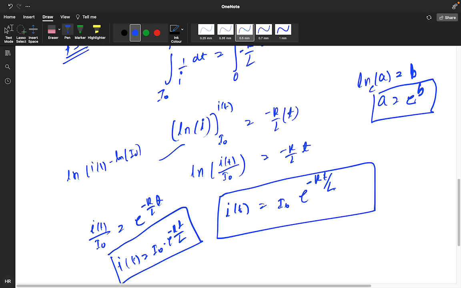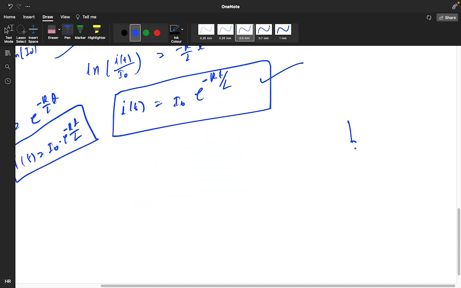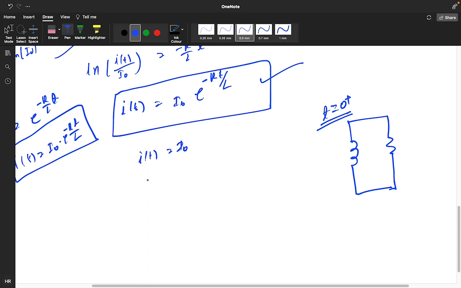So for a source free network, what is the current you are getting? I of t is I naught e power minus Rt by L. Now we got the equation for this particular network. At t equals 0 plus, my I of t value should become I naught. Put the value t equals 0 plus, you will get I of t equals I naught only. At t equals 0, you will get I of t equals I naught only.